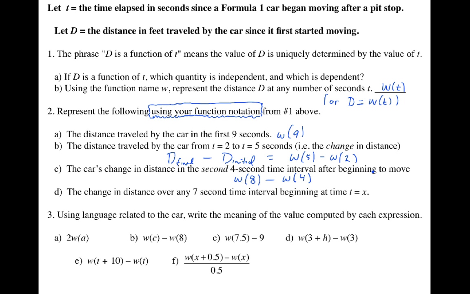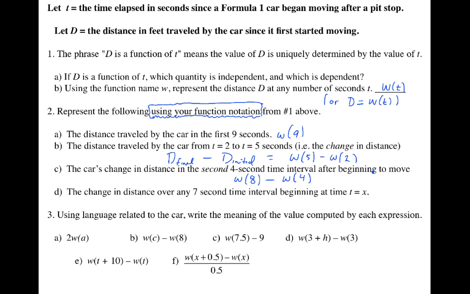The next one, the change in distance, you recognize is going to be a final value of distance minus initial value of distance. We've seen that before. So d final is W of 5, d initial is W of 2. And then C is just like that. You just have to figure out the starting and ending times. The second 4-second time interval would start at 4 and end at 8. So that would be W of 8 minus W of 4.